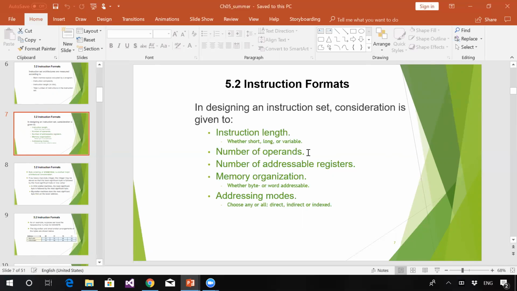Number of operands. The Manray has 1 operand. It was always load X, add Y, store Z. So the X, Y, Z are the operands. For Manray, it has only 1. But for sure, we can design some instruction set architecture, in this new language, that has more operands. Number of addressable registers. The Manray has 7 registers that can be used.